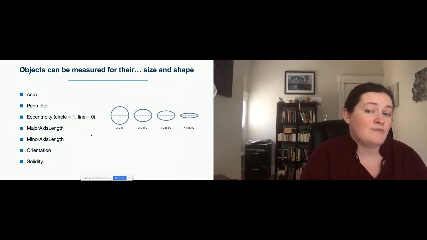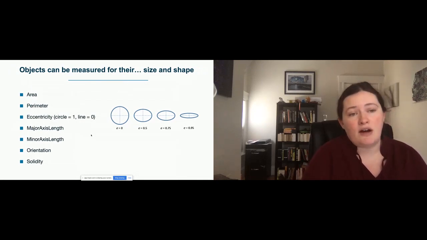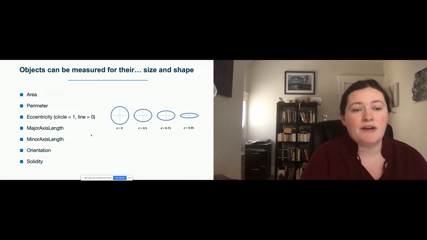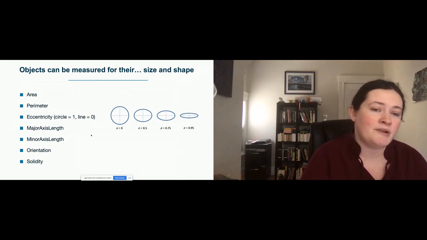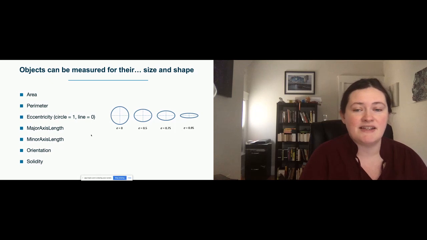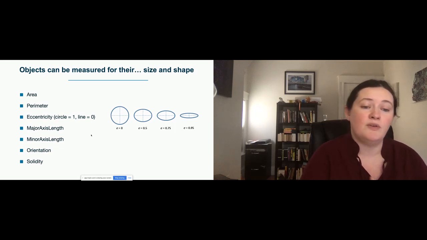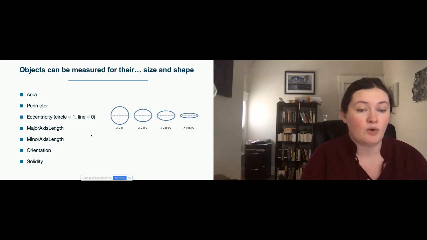If you add the measure object size and shape module, for instance, you're not just going to get the area, but you're going to also get the perimeter and measurements like eccentricity, which basically says, is your object more like a circle or more like a line? How solid is your object? Are there holes in it? How is it oriented?